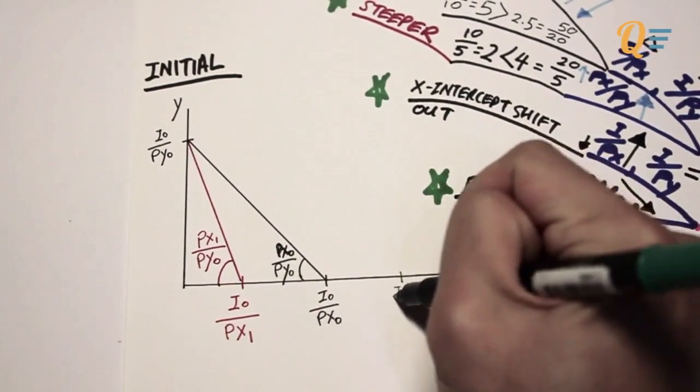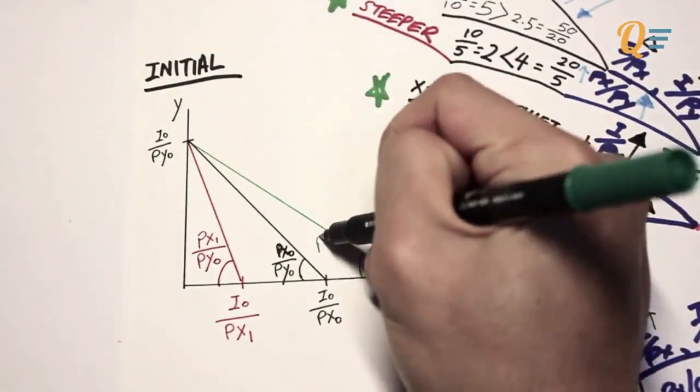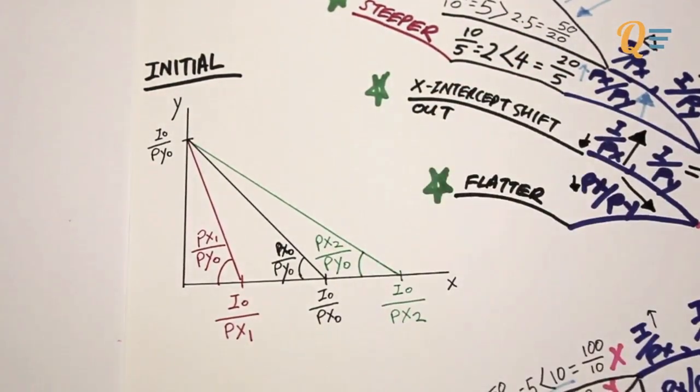This is going to work opposite from what we experienced just now. So the x-intercept is going to shift out, and you're going to have a flatter budget constraint. So take note of the notations here.